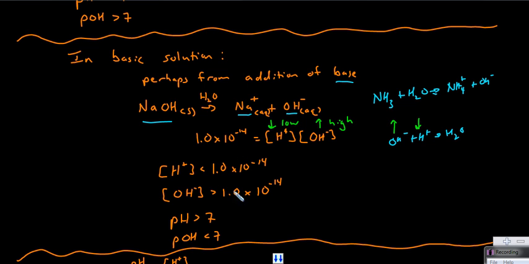So in our basic solution, the concentration of protons is less than 10 to the negative 7, and the concentration of hydroxides is greater than 10 to the negative 7. And so the pH would be greater than 7, and the pOH would be less than 7. Okay, please edit this in the notes.